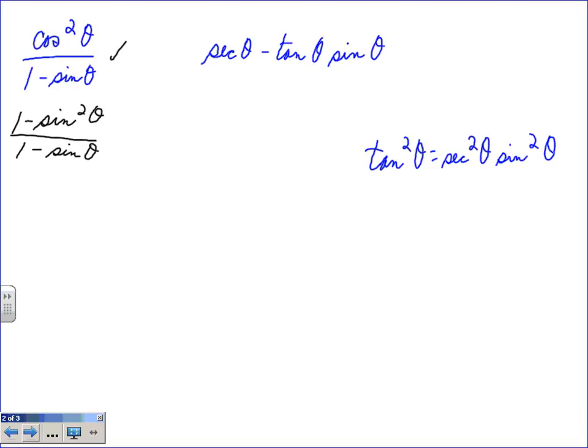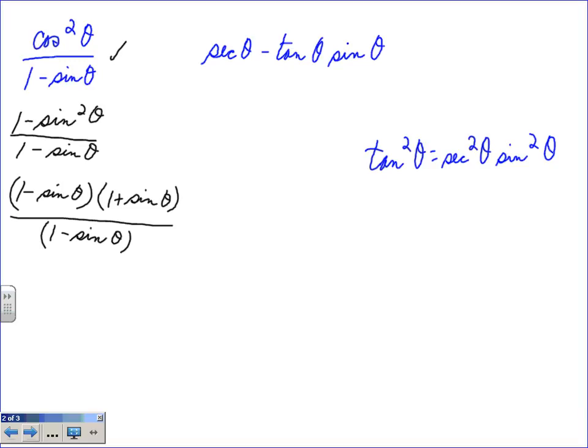Yes, Andrew. And how do you factor it? 1 plus sine, 1 minus sine. Perfect. If you look at the numerator, it's a difference of 2 squares. And it would factor into 1 minus sine, 1 plus sine, over the bottom one, which is 1 minus sine. You've got to be careful because the only time you can reduce is if you factor first. And the top is a difference of 2 squares. Now I can cross off 1 minus sine, 1 minus sine. They're the same. 1 plus sine of theta.